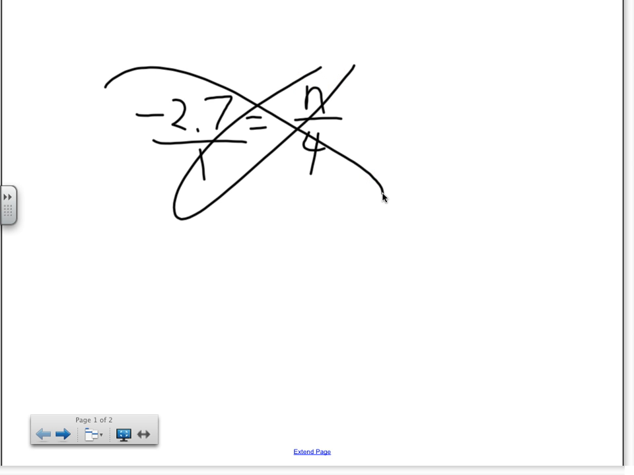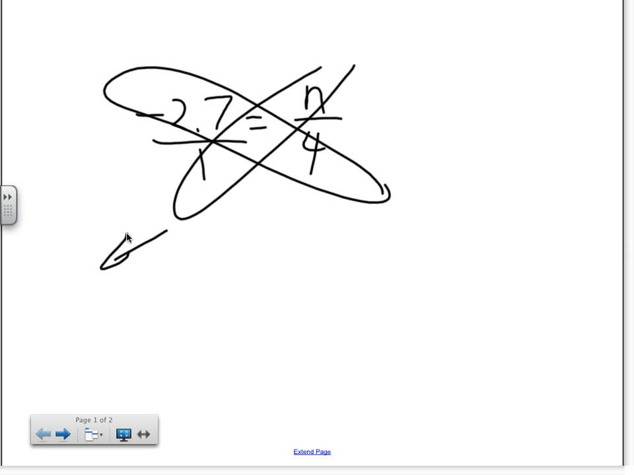Take a look at number 5. You have -2.7 equals n divided by 4. Can you show me a way to do this? The reciprocal thing. You can put a 1 underneath it and cross multiply. Right. So here is the butterfly again.